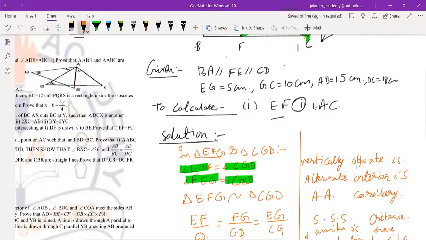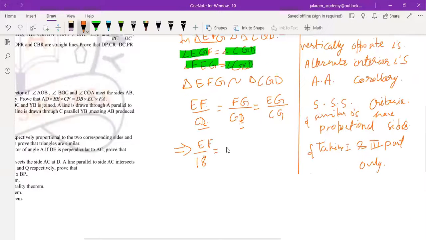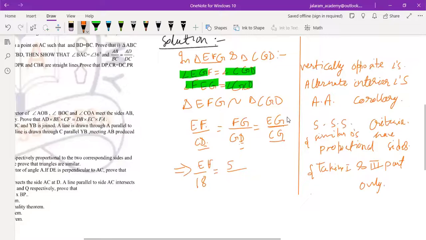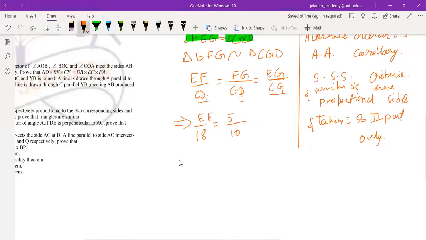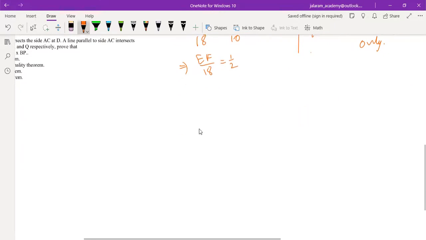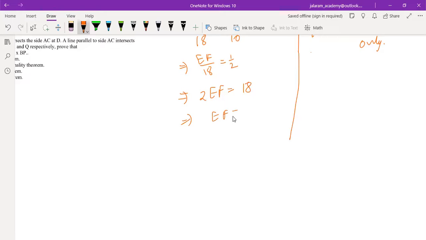EG, what is the value of EG? EG is 5. So we write 5 in place of EG over CG. And the value of CG is 10. So we write 10 in place of this. So EF upon 18 equals to 5 upon 10. It implies, cross multiplying, 10 EF equals to 18 times 5, and it implies EF equals to 18 by 2, that is 9 centimeter.